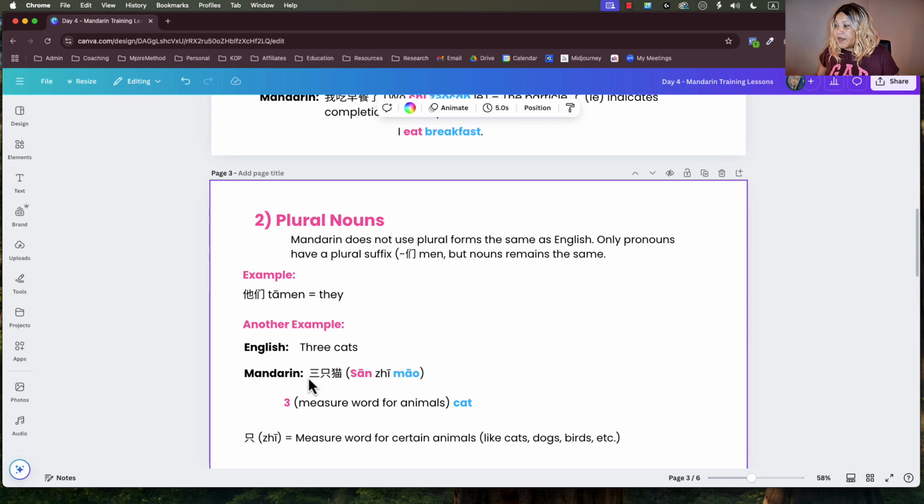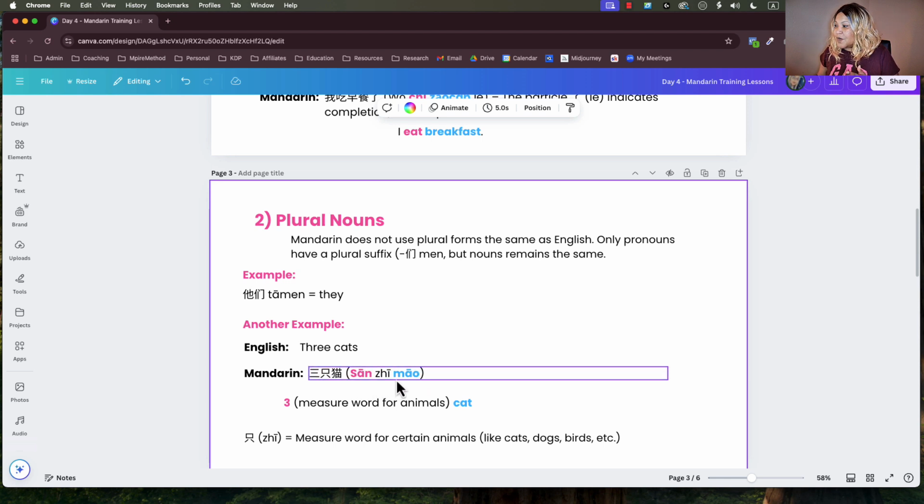In Mandarin, they'll say the number 3, which is san. So they say san zhi mao. Now, mao is cat. It's like you saying meow, but mao. So san, like E-R, san, zhi, that's a G. San zhi mao.